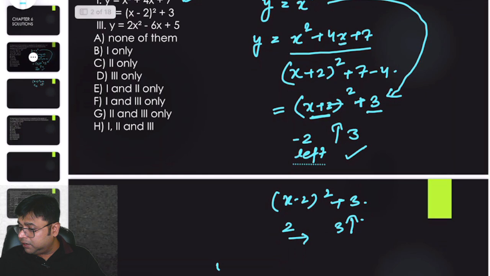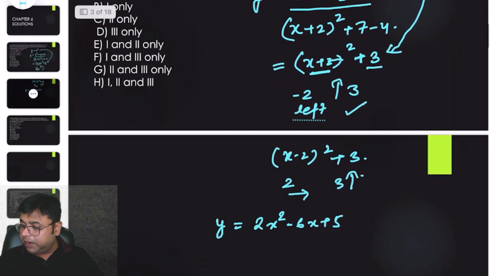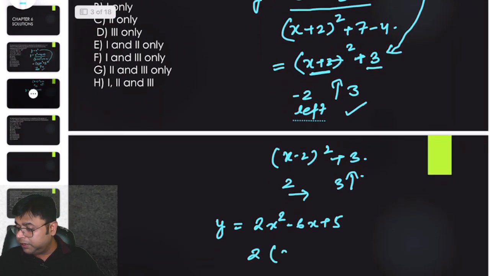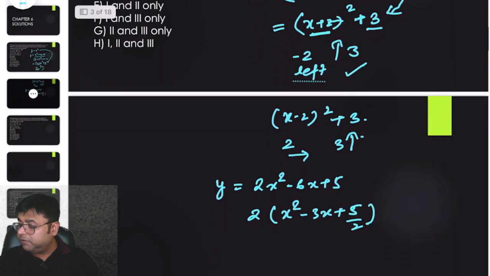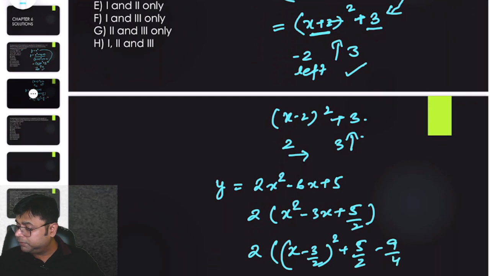But if I look at the third, which is y equals 2x squared minus 6x plus 5, in order to make it a perfect square I have to take 2 common. So it gives me this. Now if I make a perfect square of it, it gives me 2 into (x minus 3 by 2) whole squared plus 5 by 2 minus the square of 3 by 2, which is 9 by 4.